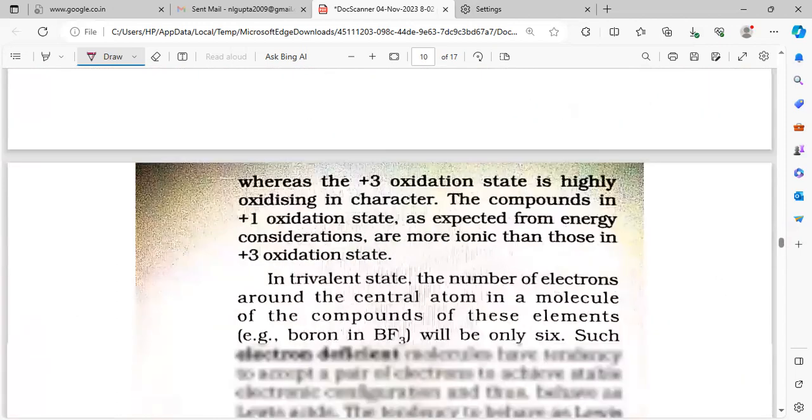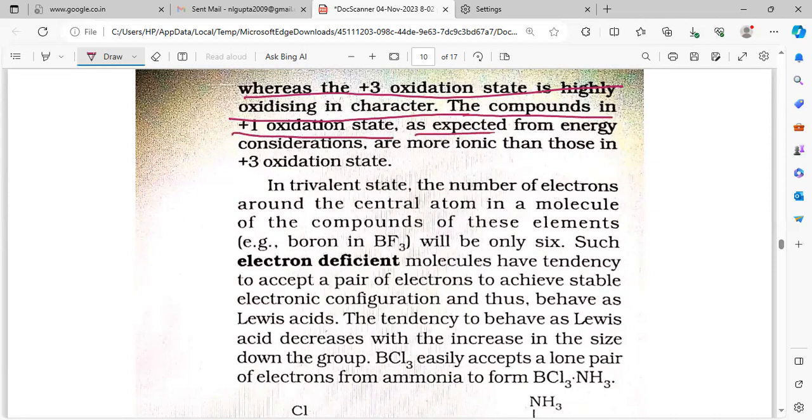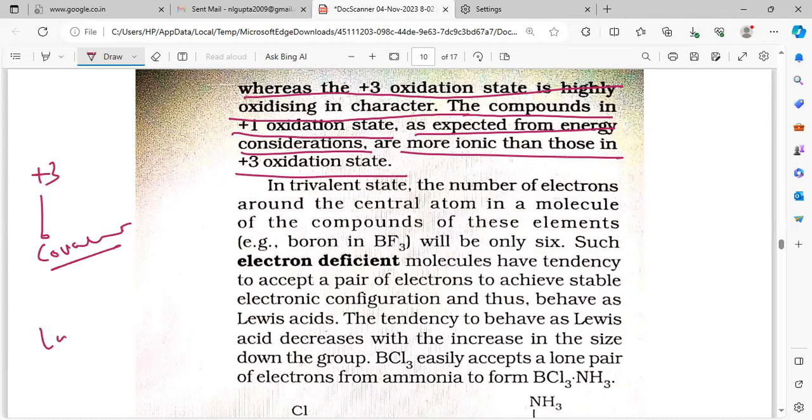Now the next point: the +3 oxidation state is highly oxidizing in character. The compounds in the +1 oxidation state, as expected from energy considerations, are more ionic than those of +3. The higher oxidation state, +3, is covalent, and the low oxidation state is ionic. This is because the higher oxidation state holds and pulls the electron, so the electron will come to the center.